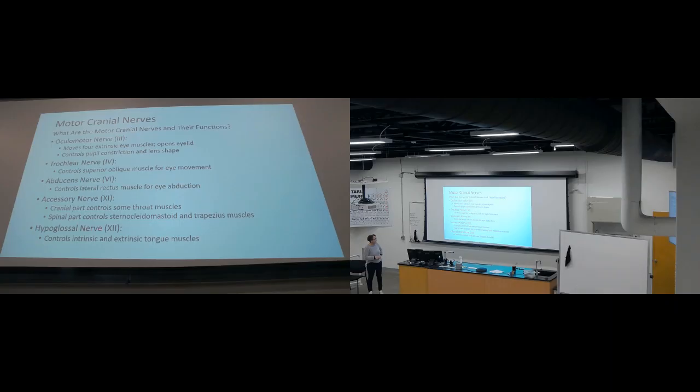And then the spinal part controls 2 muscles, sternocleidomastoid and trapezius. So basically it's for turning and for maintaining our head erect and shrugging our shoulders. So that's the spinal part.